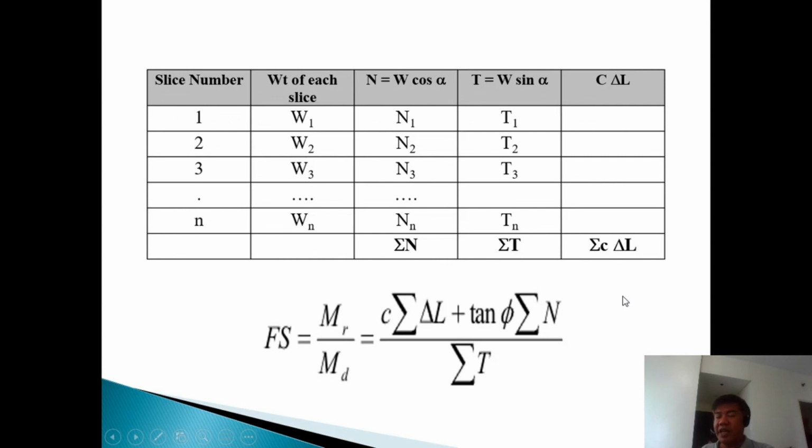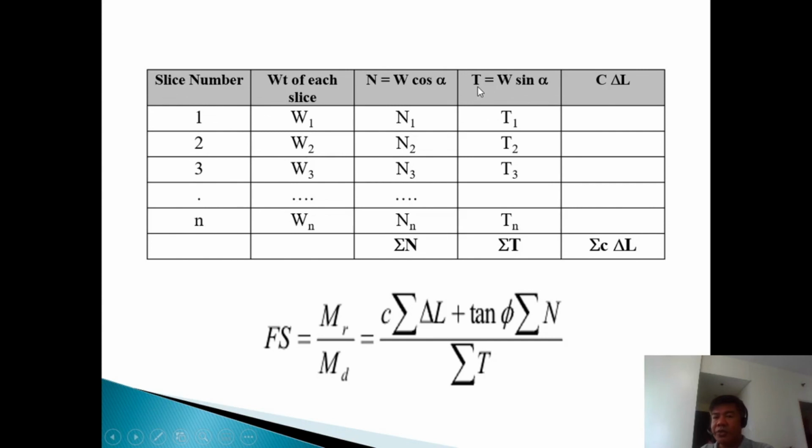So you can use this table. You have your slice number up to the nth slice. You have the weight of each slice. In here, you have the normal forces. How can you do this? You have the weight, and weight is actually based from your calculation, the unit weight times the area. That's why I did not add a column here, because you just compute the weight directly. So you have the unit weight of the soil, then times it by the area.